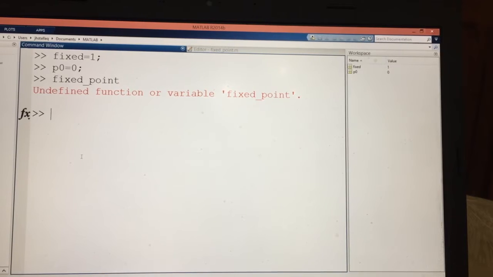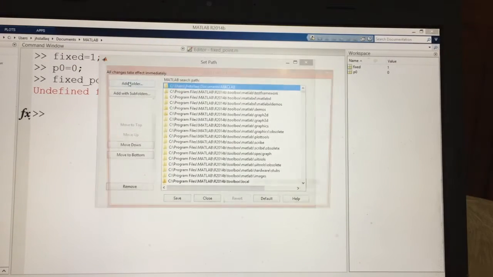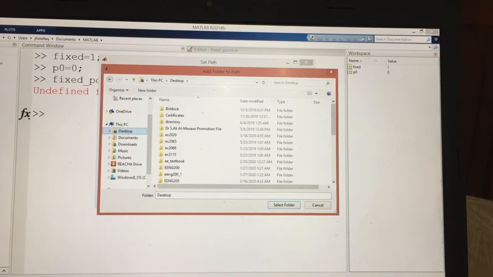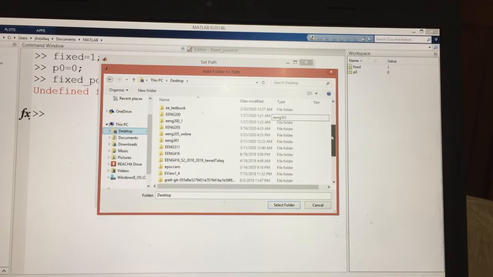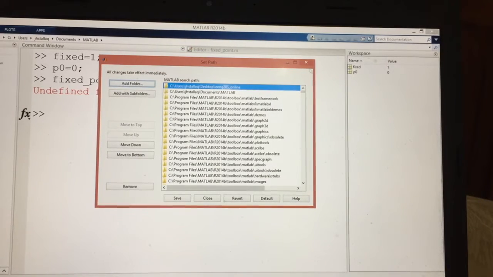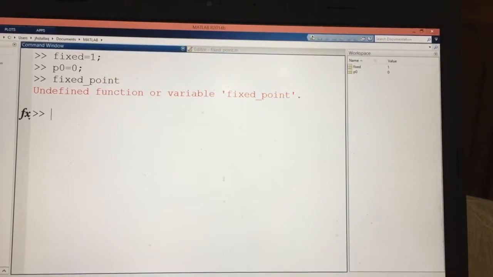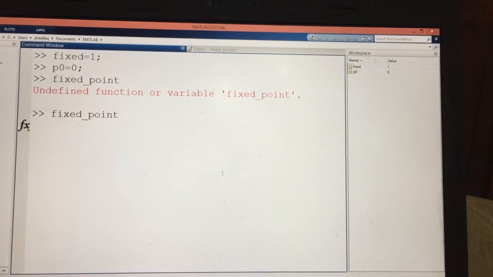Undefined variable fixed point. Do you know why? Because I should set the path. You may face this problem, so you go to Home here and Set Path. Set Path, Add Folder, because I have it on the desktop. I made this folder for it and I put it there in J. So select folder, and that's it. Let's try it again. Fixed point. Okay, it's doing it. Now it will plot it.